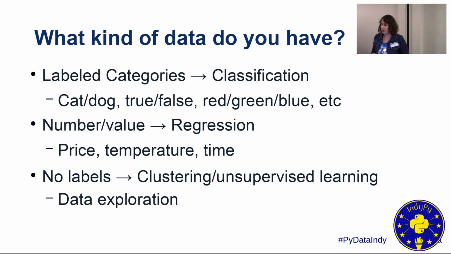Or maybe you have no labels. So this gets a little more interesting. It's clustering or unsupervised learning. So it can be good for data exploration or trying to group pieces of data that are similar together. But if you ever want to make predictions on new values, you're going to have to find or make labels somehow. So if you don't have labels, you either need to get them or just be okay that you're just exploring your data.